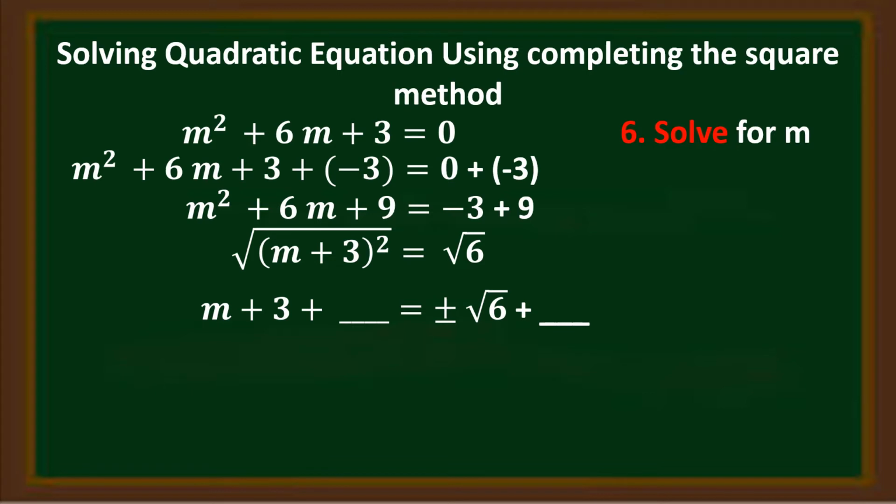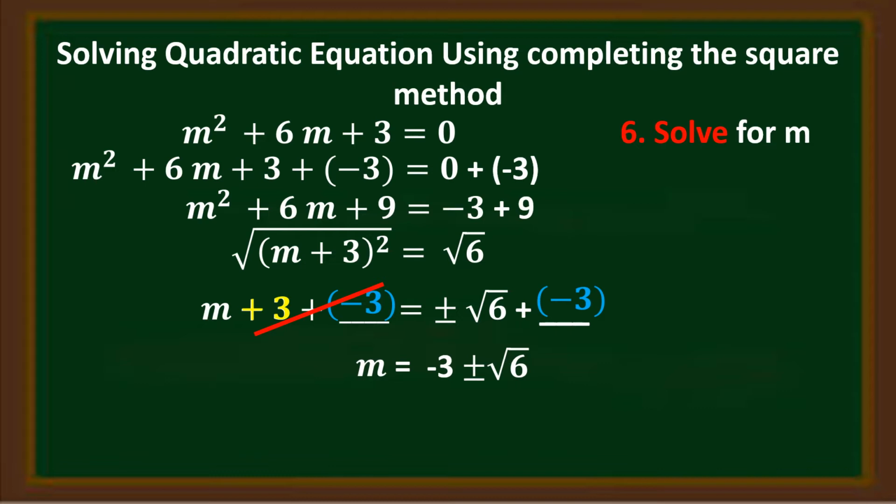Next is to solve for m. We can do that if we add to both sides of the equation the additive inverse of positive 3, and that is negative 3. On the left side, we have positive 3 plus negative 3, which is equal to 0. So in here, we have m. On our right side, we have positive negative square root of 6 plus negative 3. We'll be writing first negative 3, followed by positive negative square root of 6.